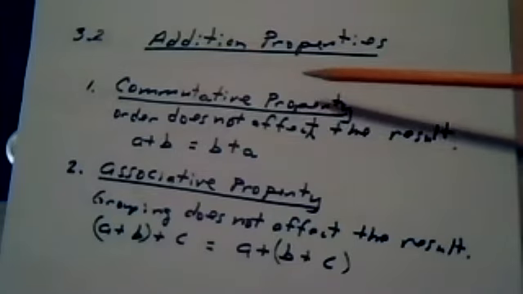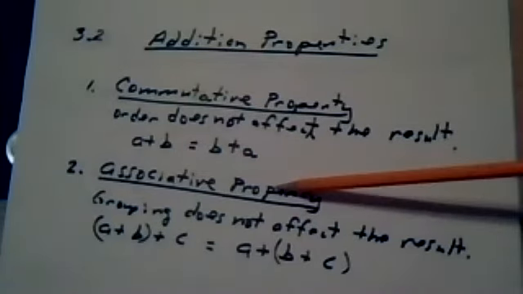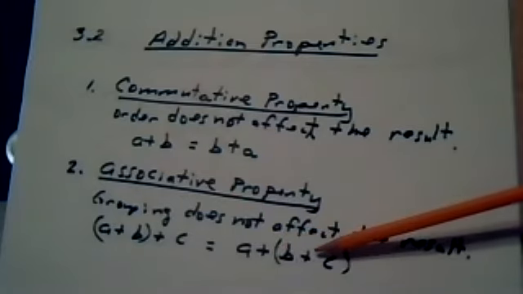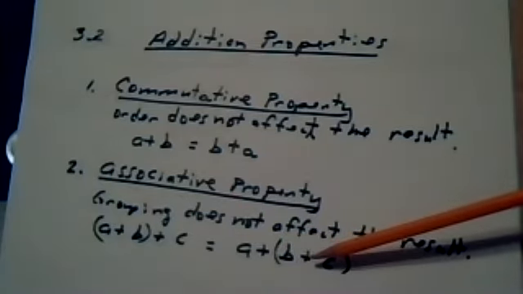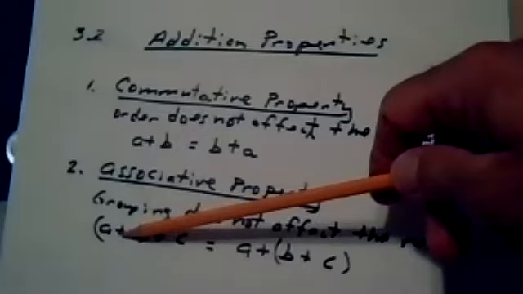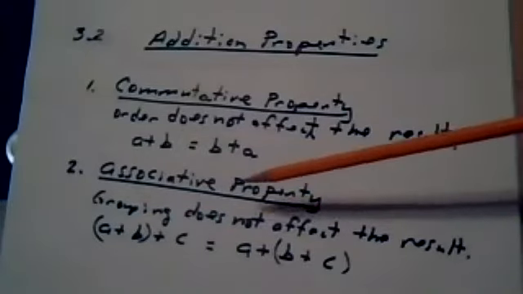The associative property says that if you were to group in one way or group them another way, if that property is present, I should get the same result. I could group it this way, or I could group it this way, and I get the same result. Then we say we have the associative property.